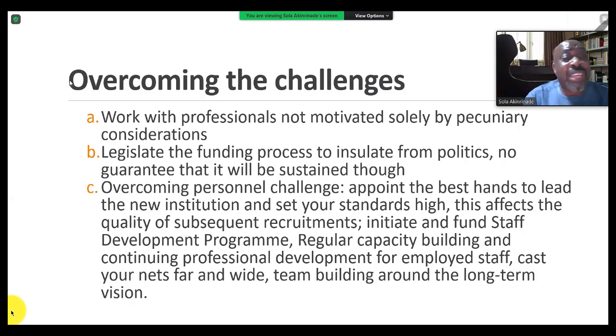And cast your net wide. Look for staff far and wide. We recruited from everywhere. We had visiting professors from the US straight from day one. Then learn to do team building and learn the long-term vision, because if you don't build a team around it, then that's a problem.